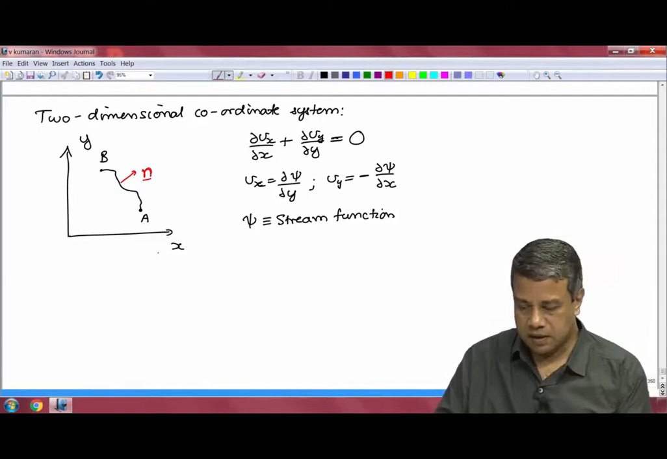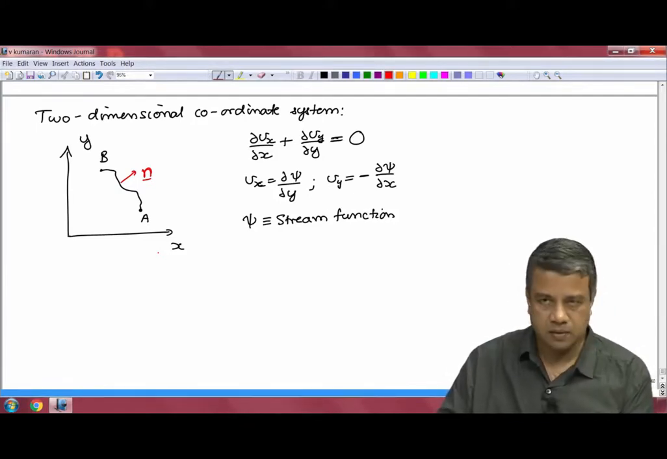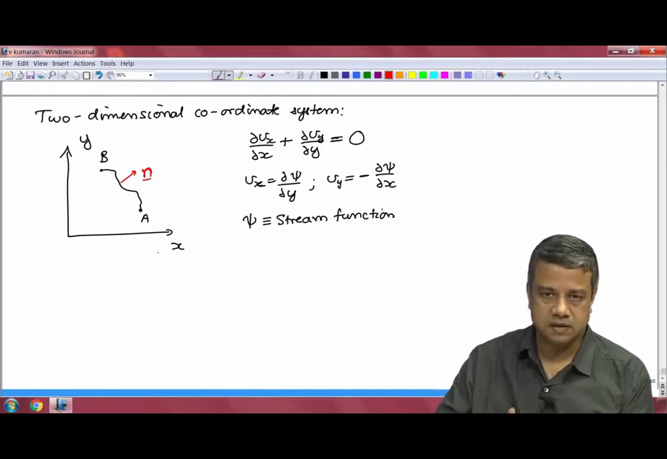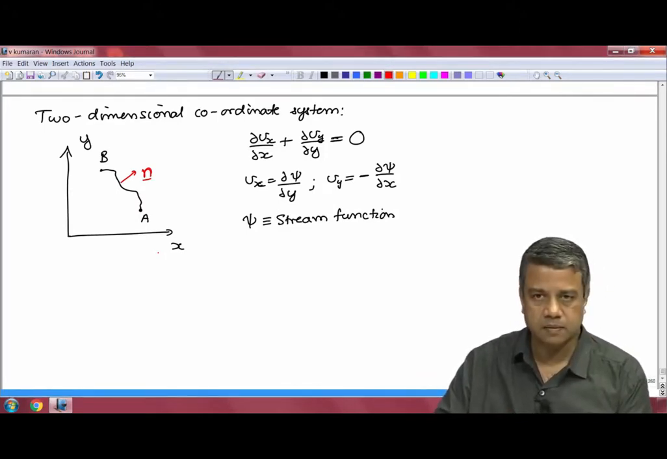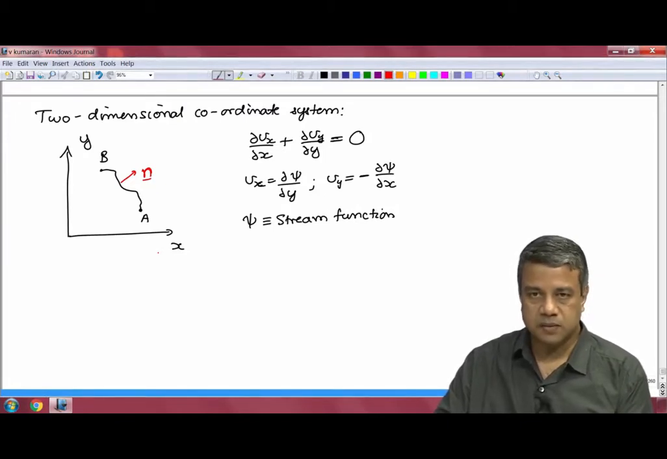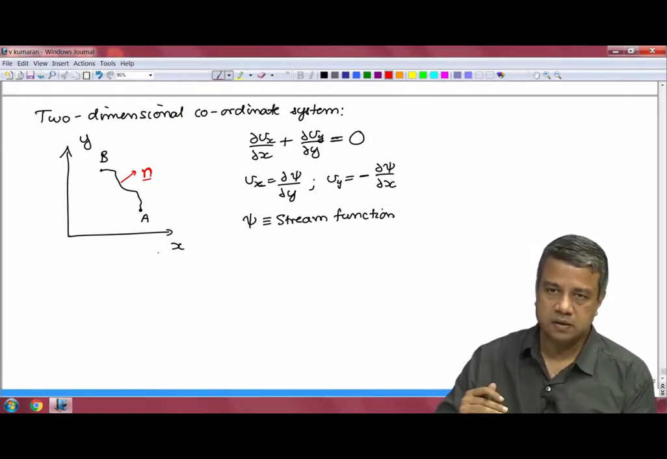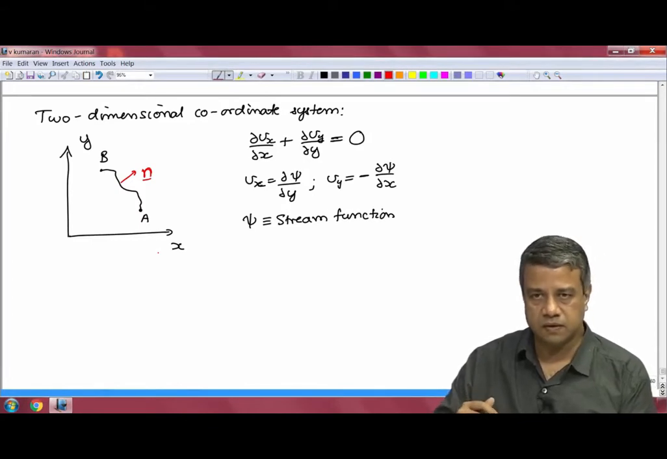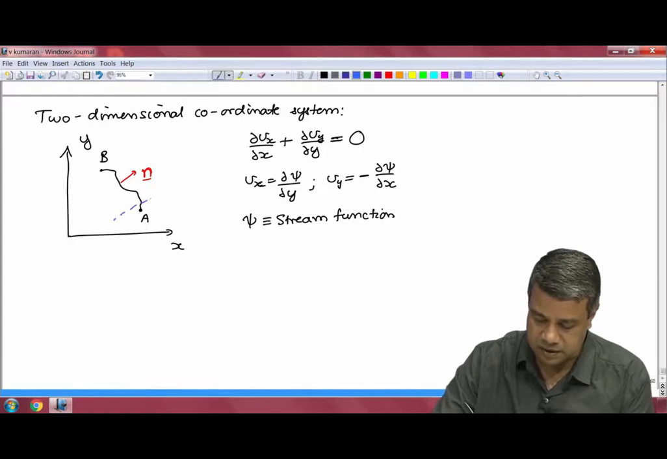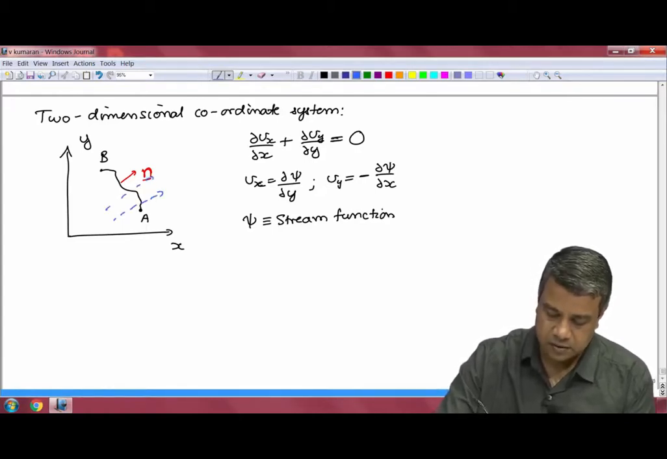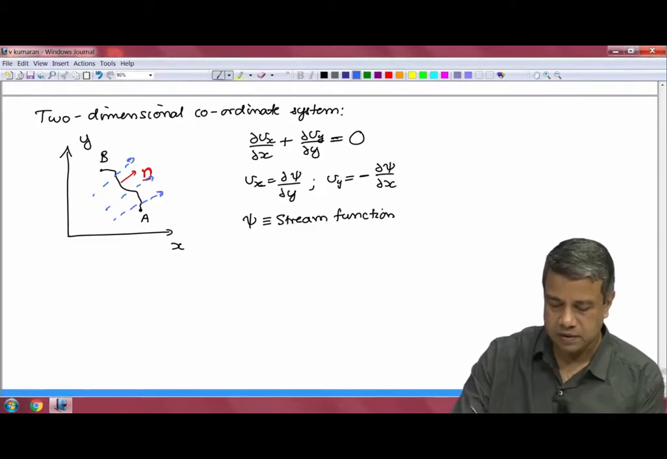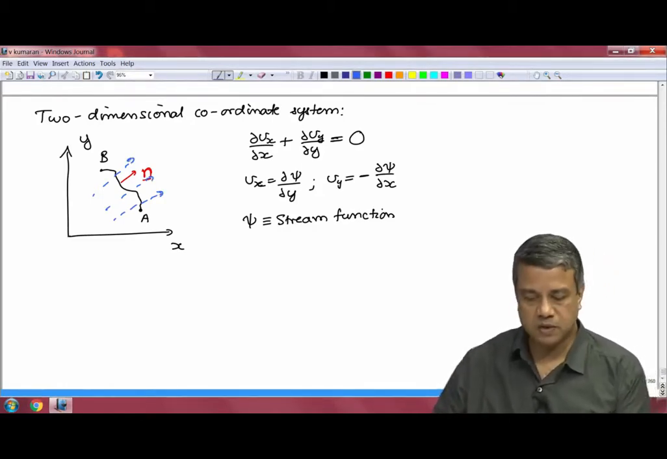I can ask what is the total amount of fluid mass that is crossing this contour per unit area per unit time. This is 2 dimensional, so you have to consider it as the total fluid volume that is crossing this contour from left to right due to the flow velocity. Due to the flow velocity, what is the volumetric flow rate of fluid between these 2 points A and B?